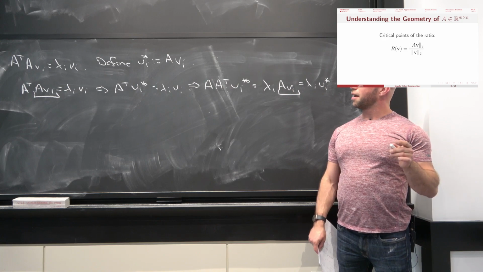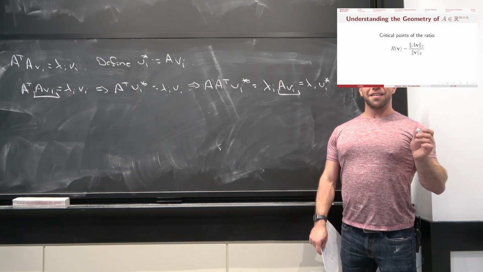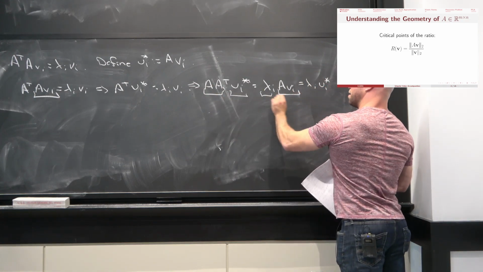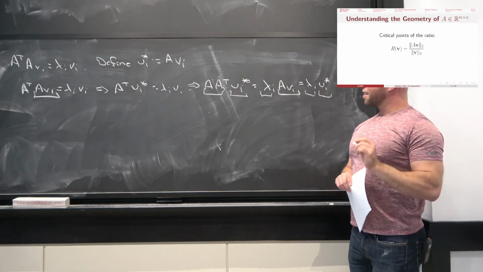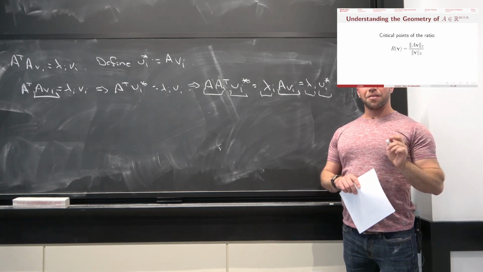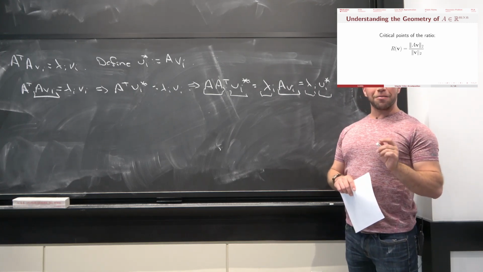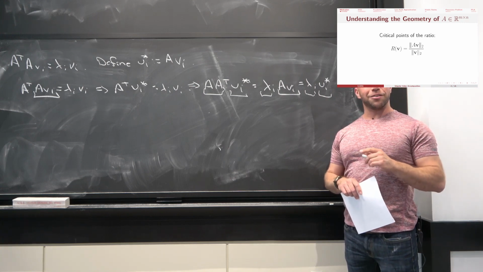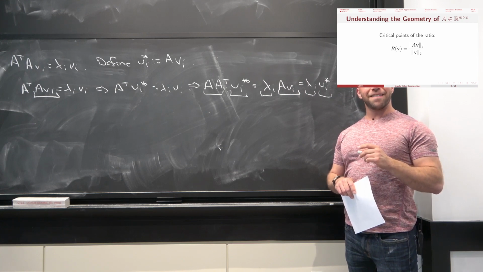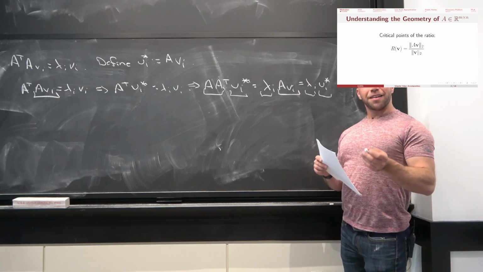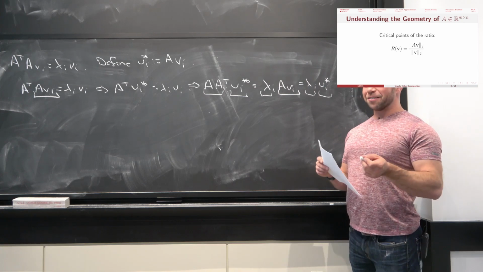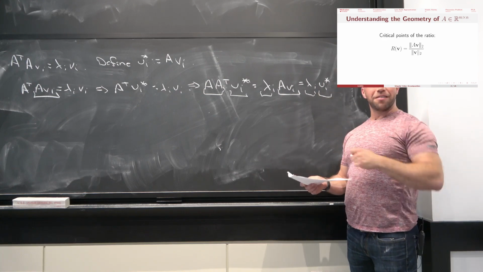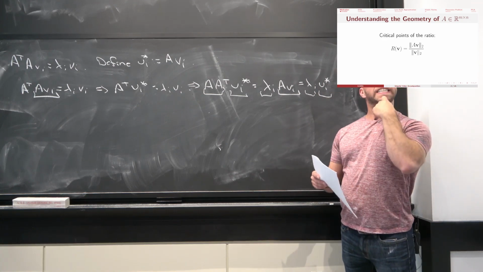So what did I just show? I have A A transpose times ui star equal to lambda i times ui star. So I started with an eigenvector of A transpose A. I pre-multiplied it by A, and I got something that looks like an eigenvector of A A transpose. Does that make sense? So this is where we're starting to get some intuition. There's some relationship between the eigenvectors of A transpose A and A A transpose. They're not the same. They're not even in the same space, right? One's in R^m and one's in R^n, but they're linked to one another.